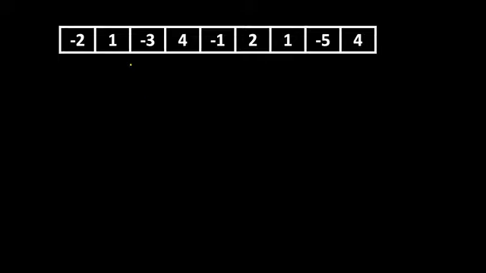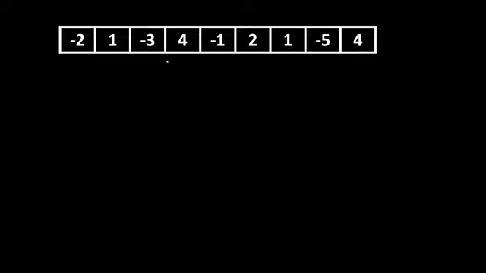A subarray is a part of this complete array. It can be the complete array itself, or it can be just one element of the array, or it can even be an empty array. So it has to be continuous, and that's the definition of subarray. Unlike a subsequence, where relative ordering is important but it need not be contiguous, in the case of a subarray, it needs to be contiguous.